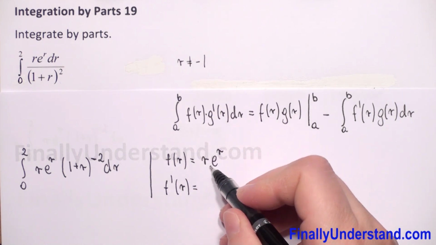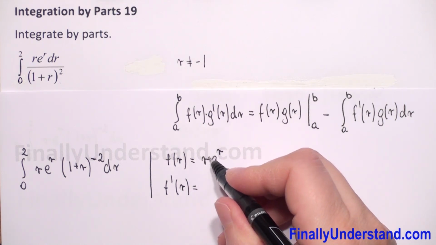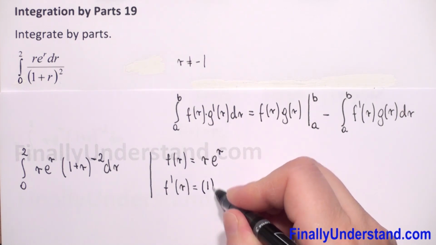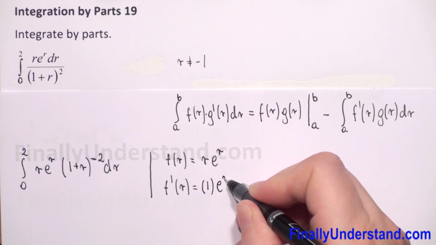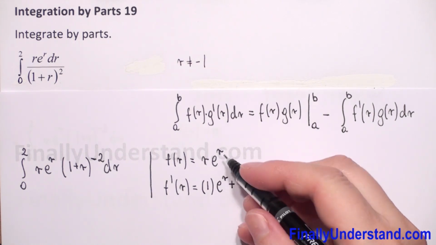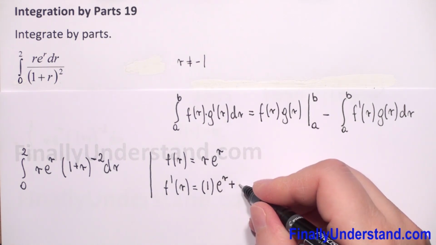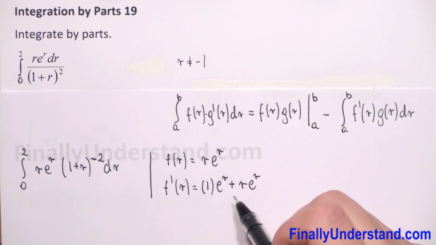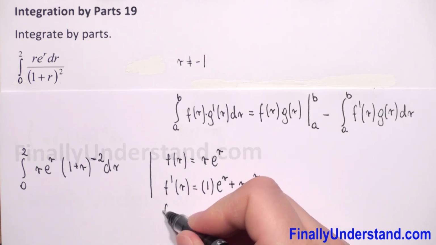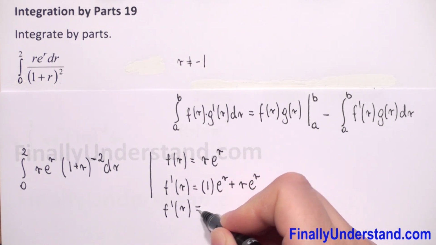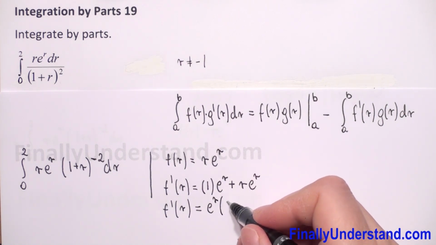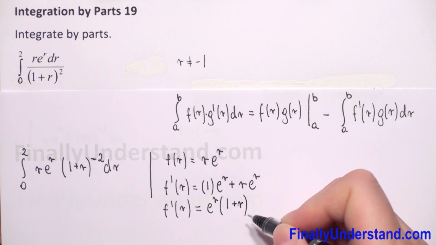We need to use the product rule to find the derivative of this expression. First we need to find the derivative of r, which is 1, times e to power r, plus we copy the first expression times the derivative of e to power r, which is e to power r. What we can do here is factorize e to power r, so we will have f prime of r equal to e to power r, and in parentheses we will have 1 plus r.